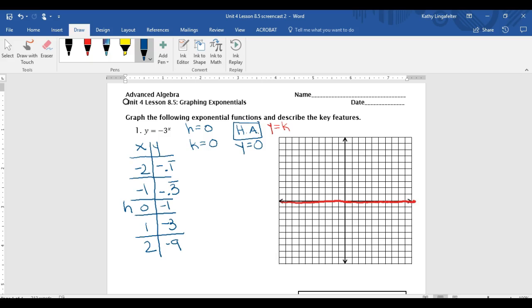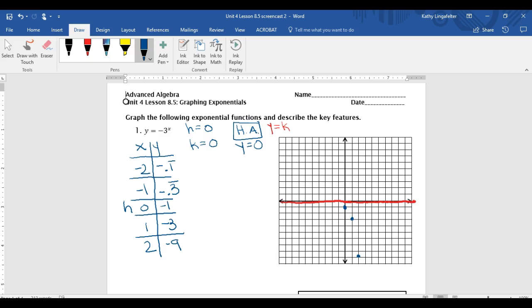I like starting graphing the ordered pairs that have integers. So I'm going to start with (0, -1). So that's on the y-axis at -1. I'm going to go right to 1, down to -3. Start back at the origin, right to 2, down to -9. Now let's get these decimals.